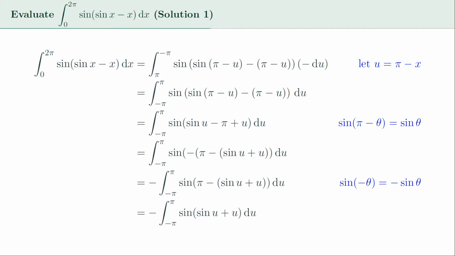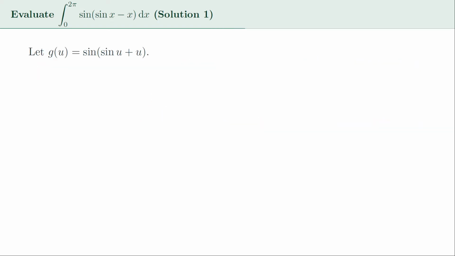Now we end up with something quite similar to the first integral. Suppose the integrand now is g of u, so g of u is equal to sine of sine u plus u. We'll try to check if that's even or odd. Why? Because we have the limits in the form negative k to k. So as I've said a while ago, we'd like to exploit that possible property.